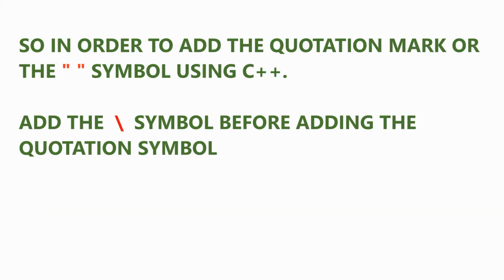So in order to add the quotation mark, or the double inverted comma symbol, using C++, we need to add a backslash symbol before adding the quotation mark. You can see the symbol here. This is the simplest way we can tackle this problem.